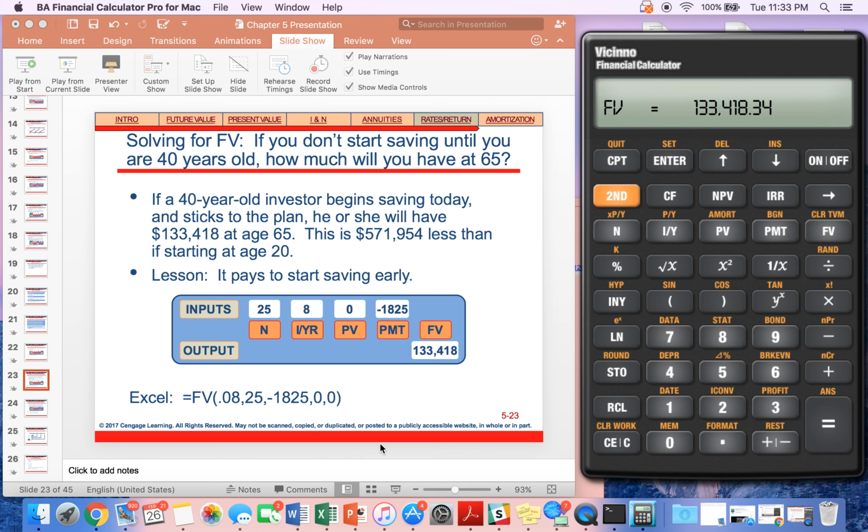If you get anything out of this question, it's that you should start saving early with your retirement account. So make sure that you're getting signed up for that 401k through your employer, or that you have some kind of retirement account, and start young, start in your 20s. Because what happened here is she lost $571,000 in her retirement account when she waited 20 years to do so.